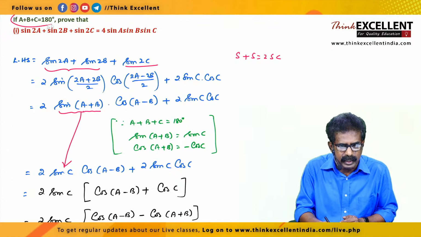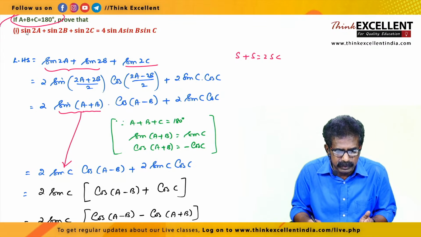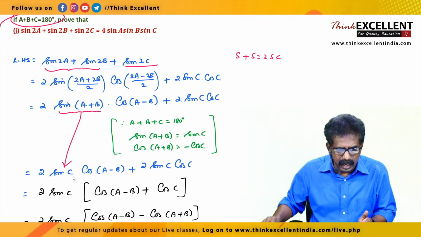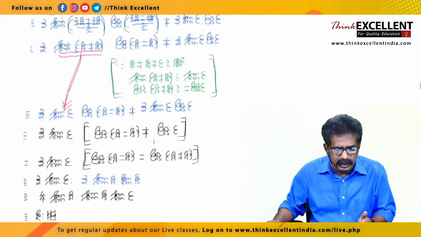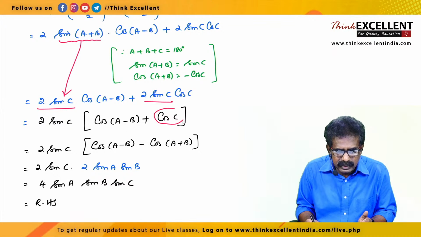Condition, right? What is the condition given here? A plus B plus C equals 180. So sin A plus B is what? Sin C. Now what is common here? In both the terms you can see 2 sin C is common. 2 sin C. Write the remaining. Again this cos C you change. Cos C is minus cos A plus B.